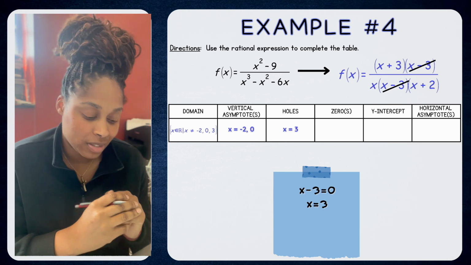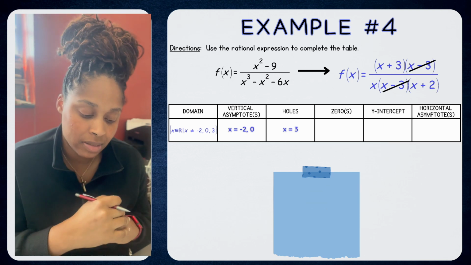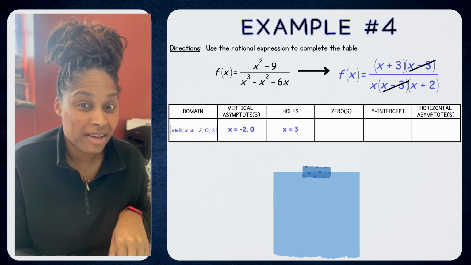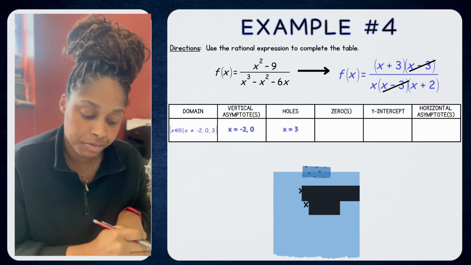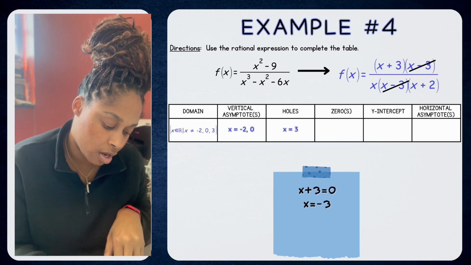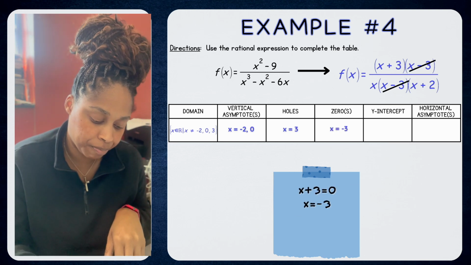Our zeros are going to be whatever's left over in the top part that's equal to 0. The only thing that we have left over after we simplify is x plus 3. So when you set that equal to 0 and solve, you're going to get x equal to -3.